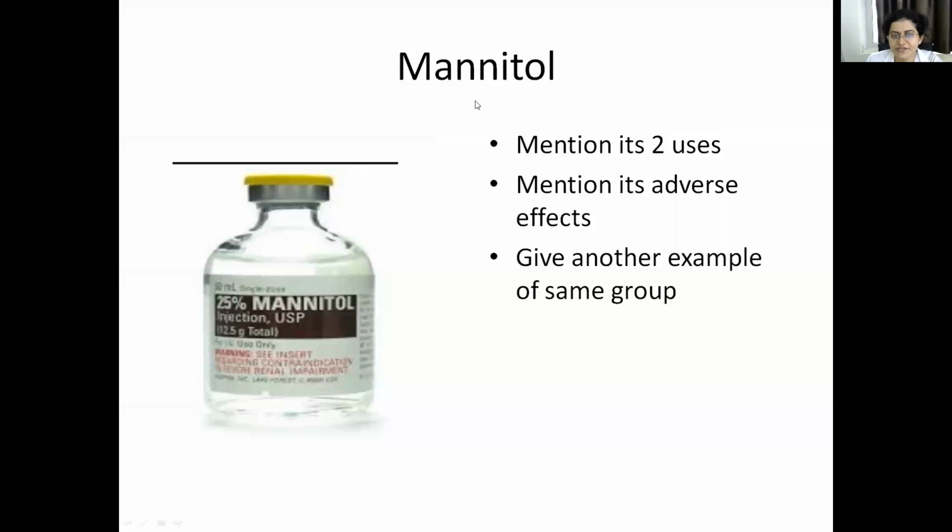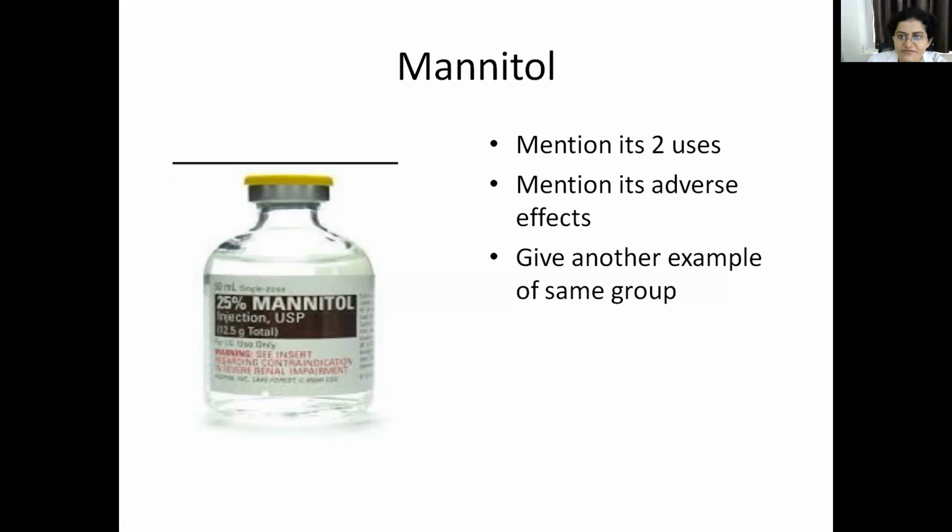Then mannitol. What is mannitol? Mannitol is an osmotic diuretic. Mention its two uses. It is used to treat cerebral edema, and also for treating increased intraocular pressure, that is glaucoma, and also for treating the oliguric state, where there is no urine formation in case of renal patients. So there are three uses: to treat cerebral edema, to decrease raised intraocular pressure in glaucoma, and to treat the oliguric state in renal patients.